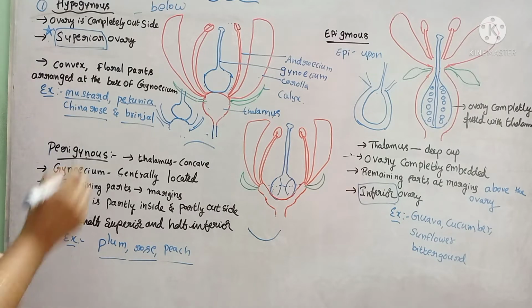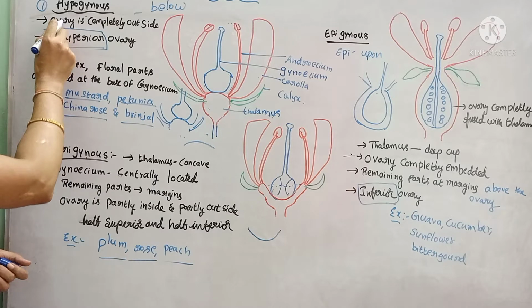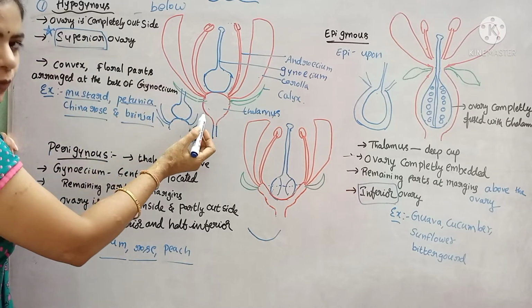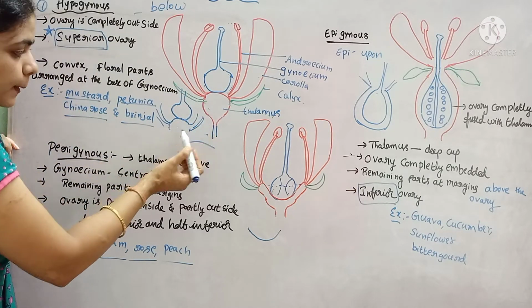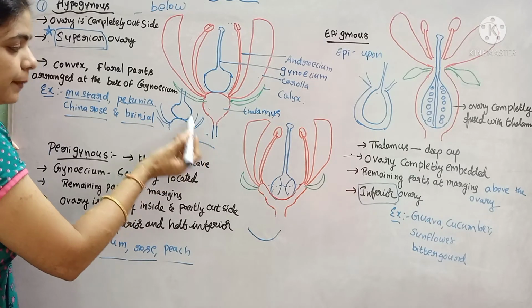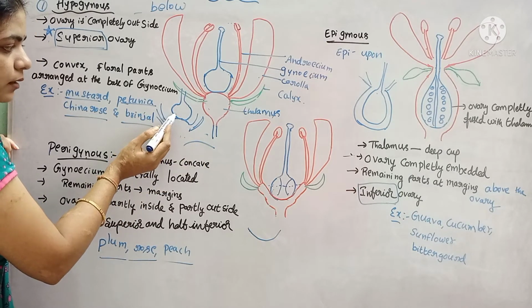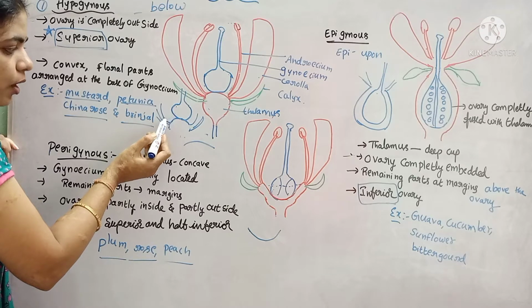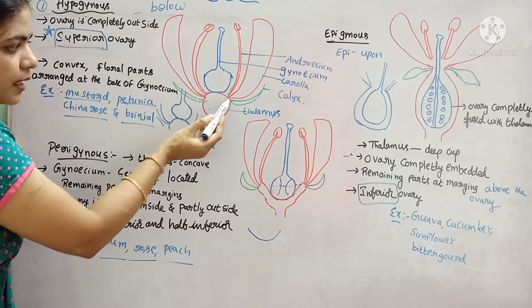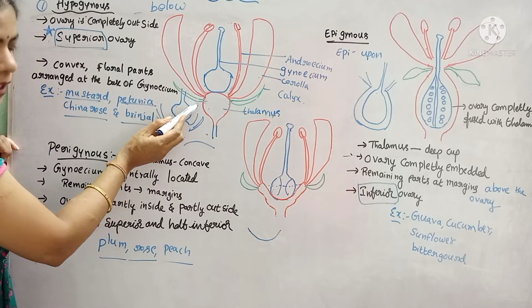Once again we will repeat. Hypogynous. Hypo means below. What is the shape of the thalamus here? It is convex shape. Above this the gynoecium is present and all the floral parts are arranged at the base of the gynoecium.